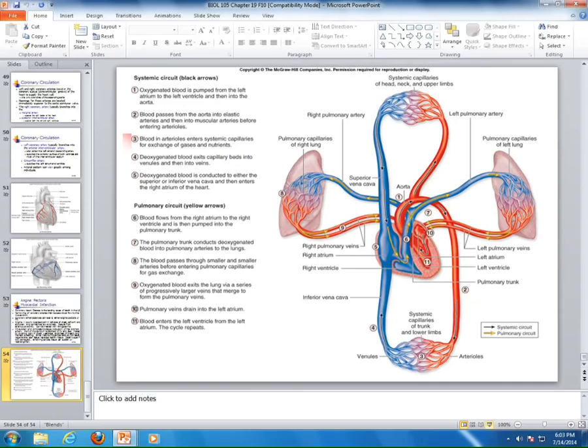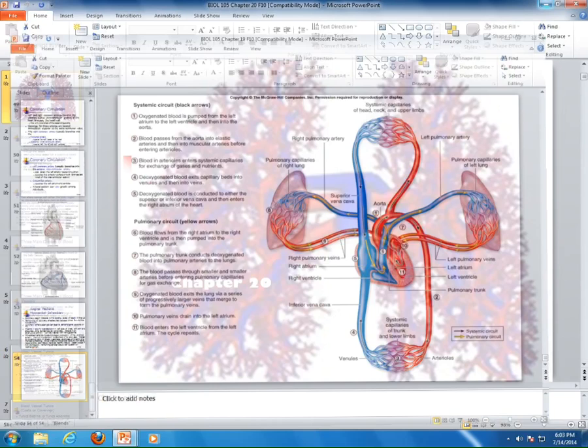Okay? I'm giving you more than you need to know right now, but in a healthy heart, both sides are working simultaneously, same volumes, otherwise we've got a problem. In a diseased heart, we start seeing imbalances, and now we've got to deal with it. Other questions?